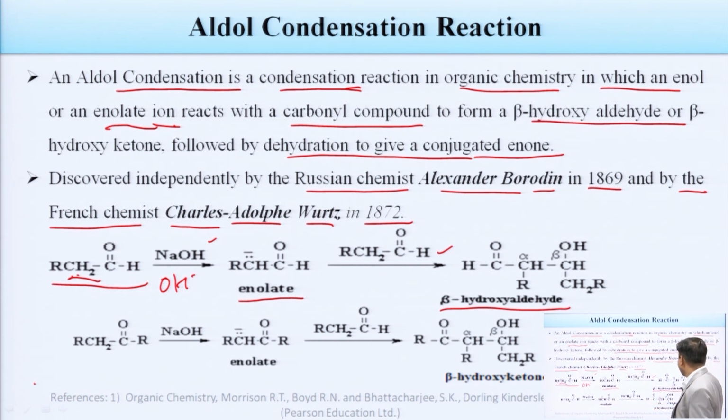So, how is it happening? Just see this molecule here. These electrons will go towards the more electronegative oxygen atom. As soon as these electrons move towards the oxygen atom, this carbon becomes positively charged. At that time, this negative carbon ion will attack this positively charged carbon atom, and we get beta hydroxy aldehyde as the product.